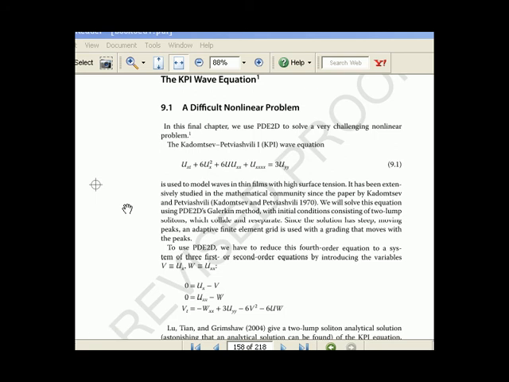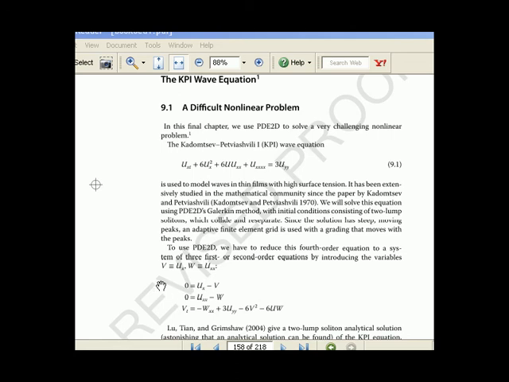Chapter 9 shows off PD2D on a very difficult nonlinear partial differential equation, the KP wave equation. You can see this is fourth order in x, second order in y, and this involves a derivative with respect to x and t. And certainly PD2D can't handle that format. But by introducing two new variables, v equal to u sub x and w equal to u sub xx, you can reduce the equation to this form, and then we have these three partial differential equations that PD2D can handle.